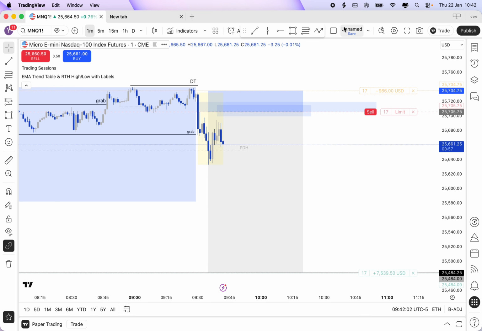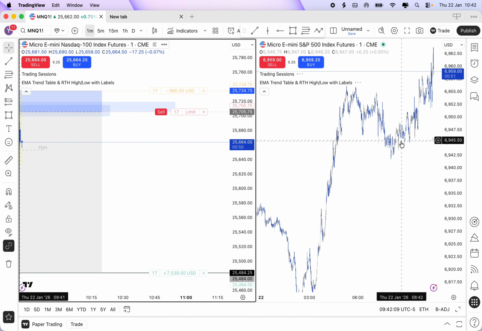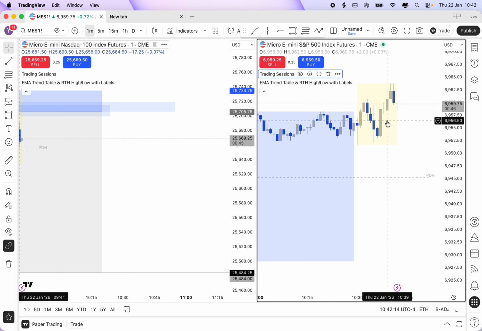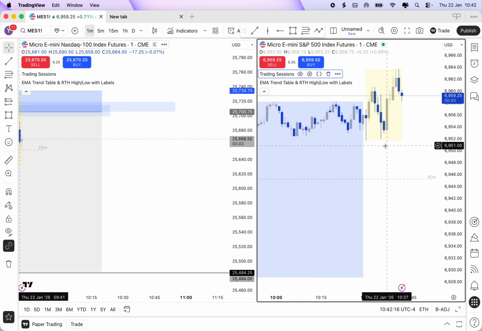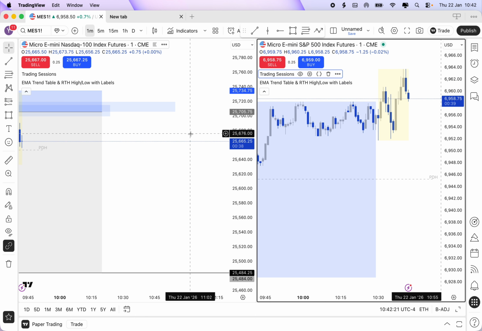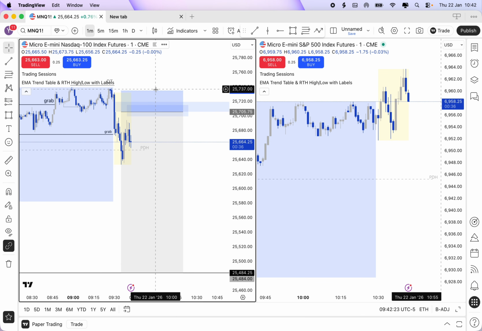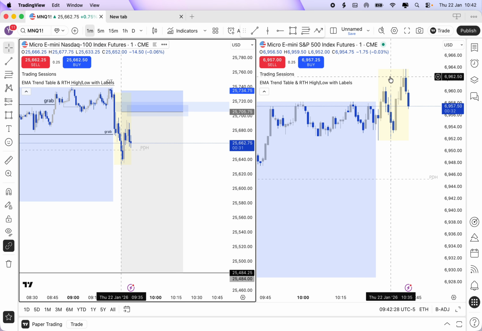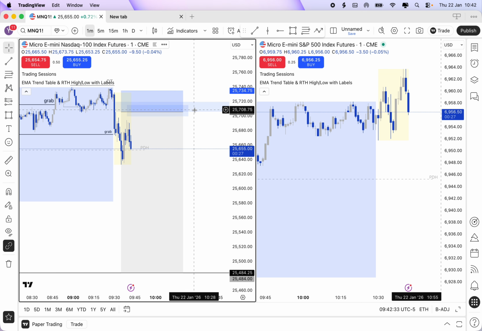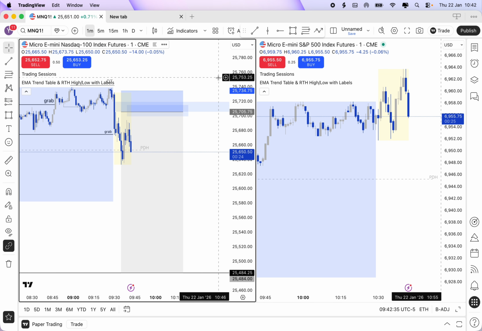What we could do, maybe to confirm if this is actually going down, could look at the mini. And so see, it manipulated here, it liquidated there, but it didn't liquidate here. So what does this mean? So there's an SMT divergence. That means it's more likely to actually go down.